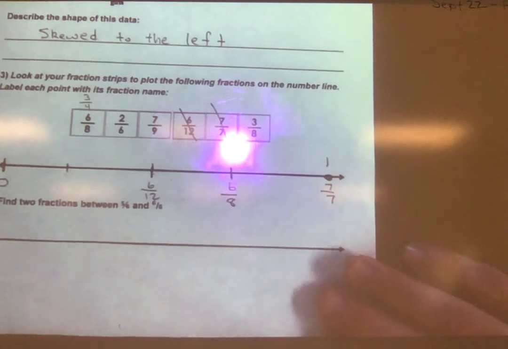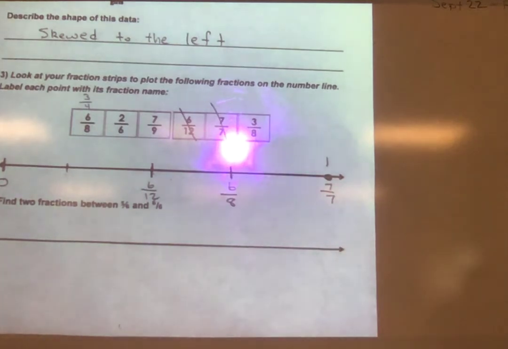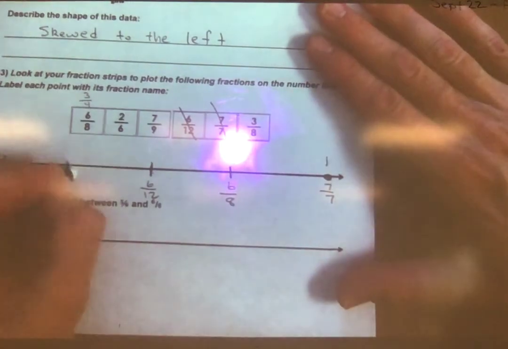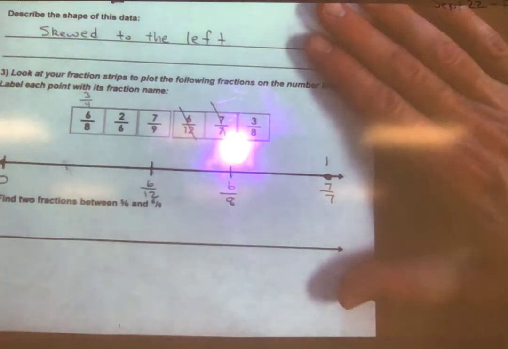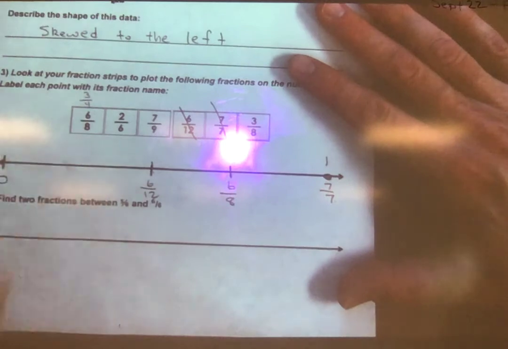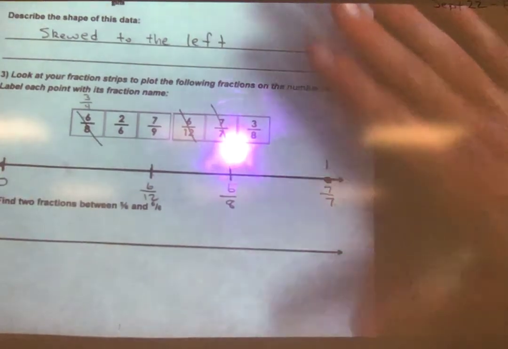So I can put some ticks down there that can help me, even though they're not ones that I'm going to use on here. But I'm going to erase that for now, so I don't make it so messy up in there. Okay, so I've used 6/8.